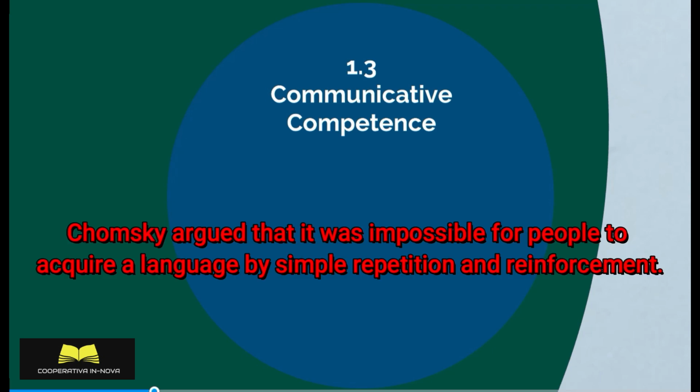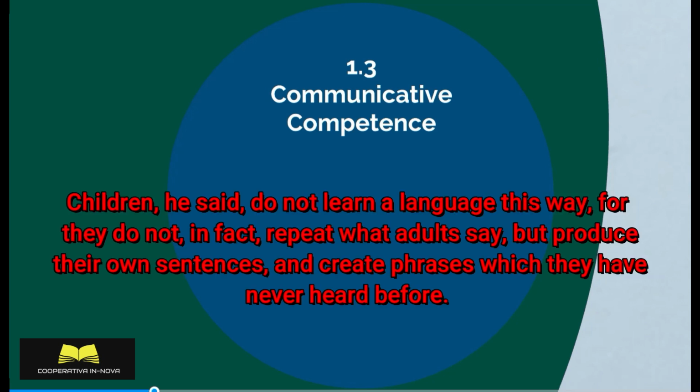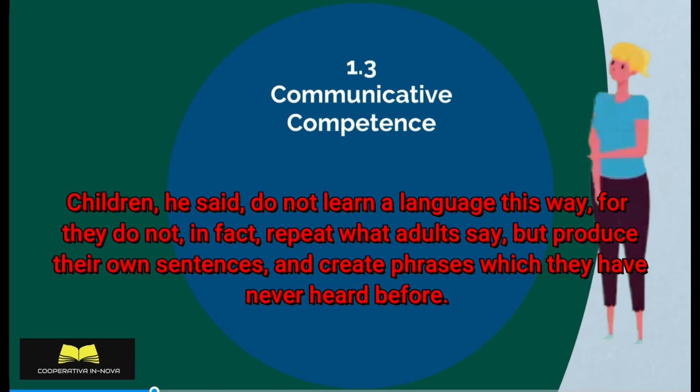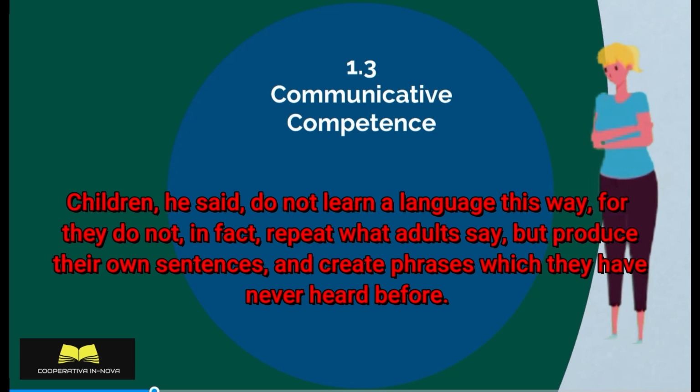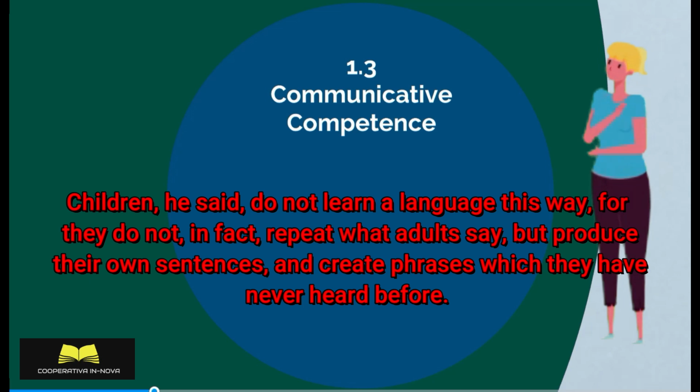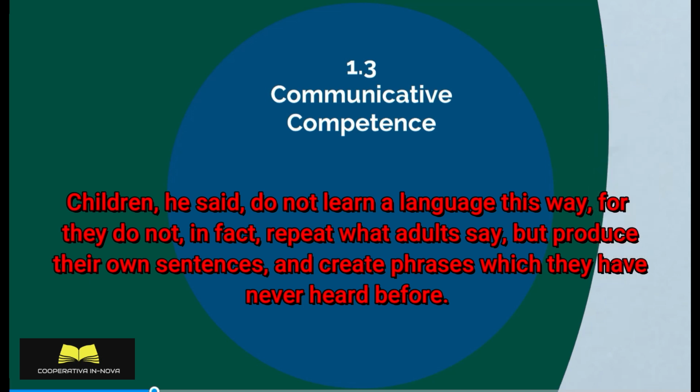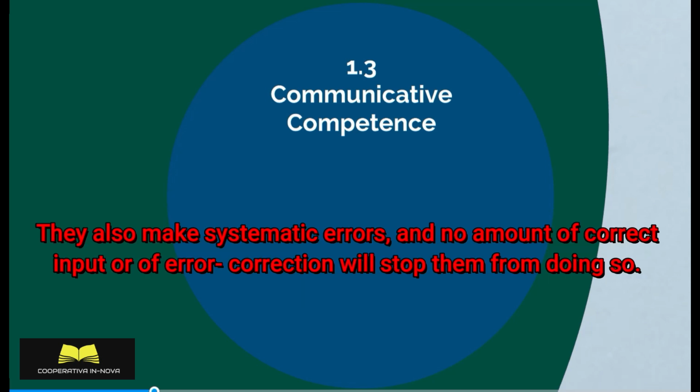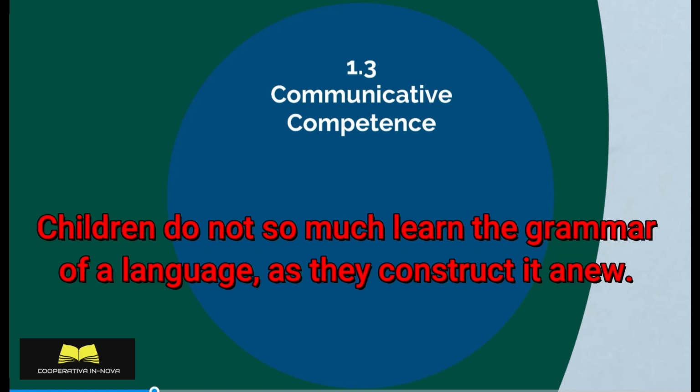Chomsky argued that it was impossible for people to acquire a language by simple repetition and reinforcement. Children, he said, do not learn a language this way, for they do not, in fact, repeat what adults say, but produce their own sentences, and create phrases which they have never heard before. They also make systematic errors, and no amount of correct input or of error correction will stop them from doing so. Children do not so much learn the grammar of a language, as they construct it anew.